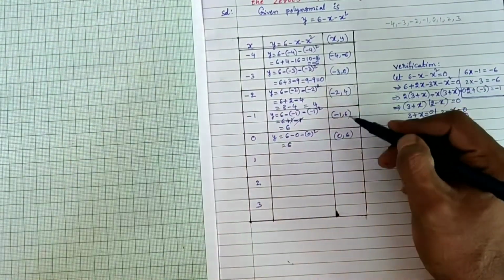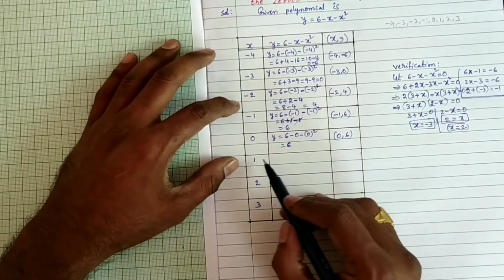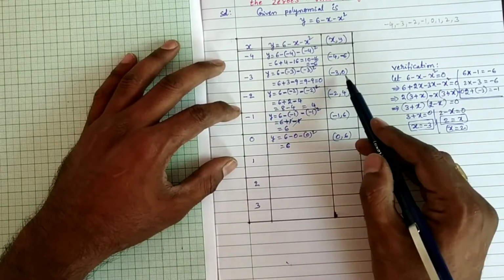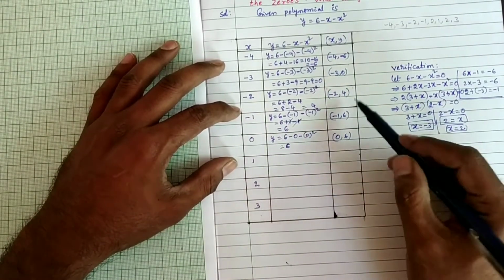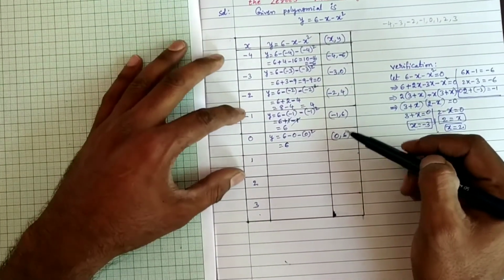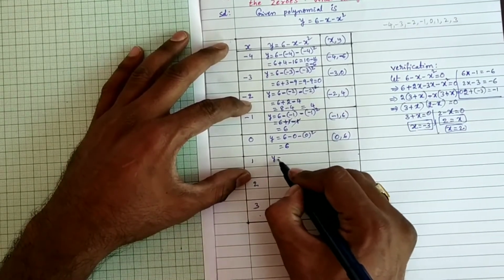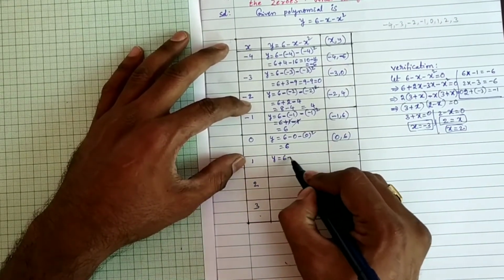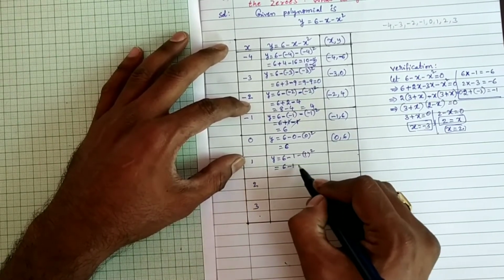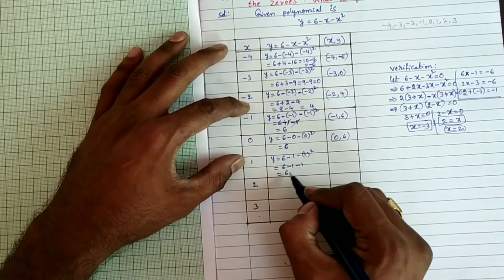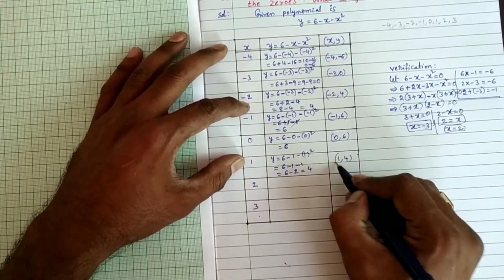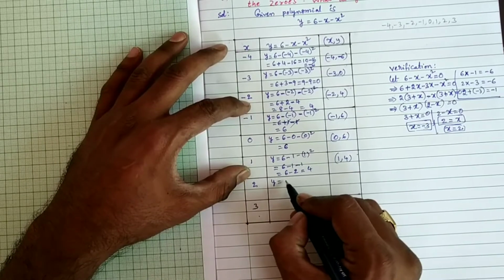After some time the values will be repeated. So next, for 1 we will guess the value is 4. For 2 the value of y is 0. For 3 the value of y will be minus 6 for guessing. But we have to substitute these values. y is equals to 6 minus 1 square, 6 minus 1, 6 minus 2 that is equals to 4. So 1 comma 4.